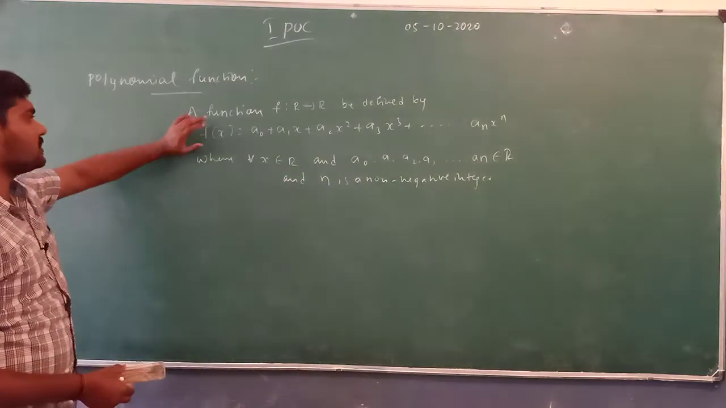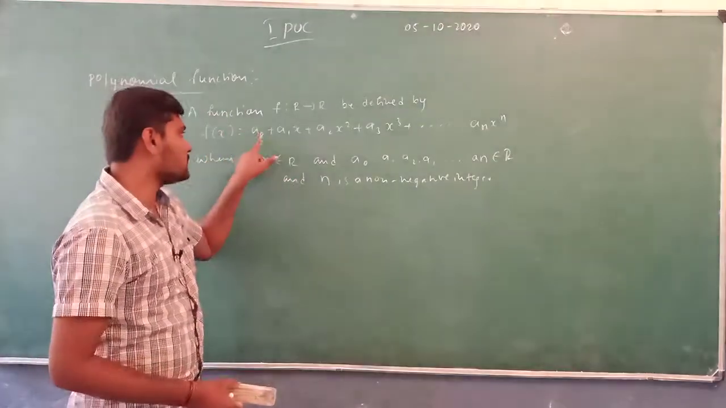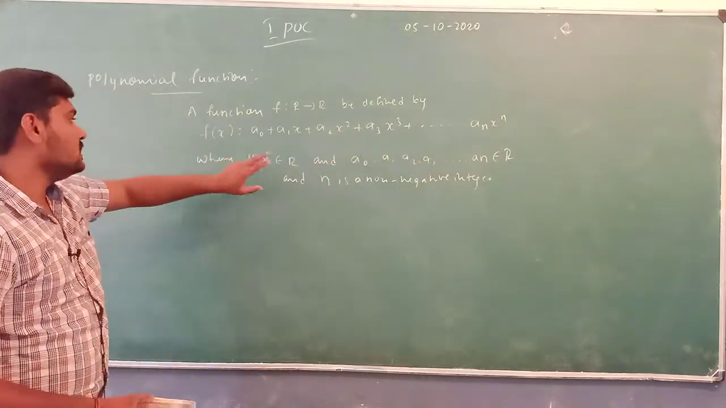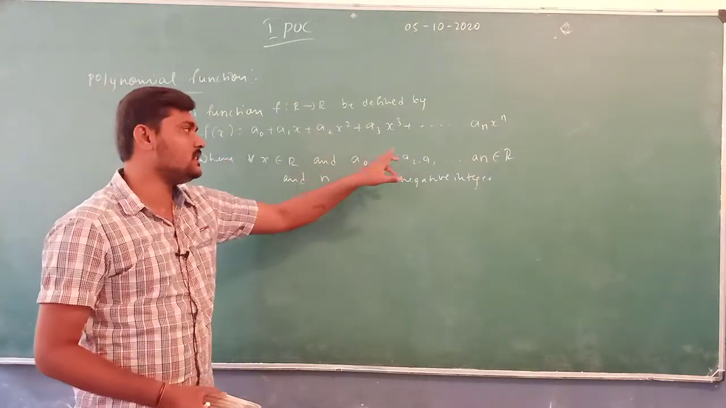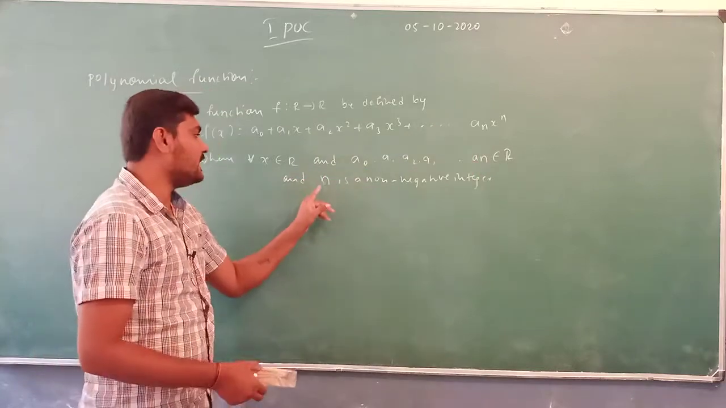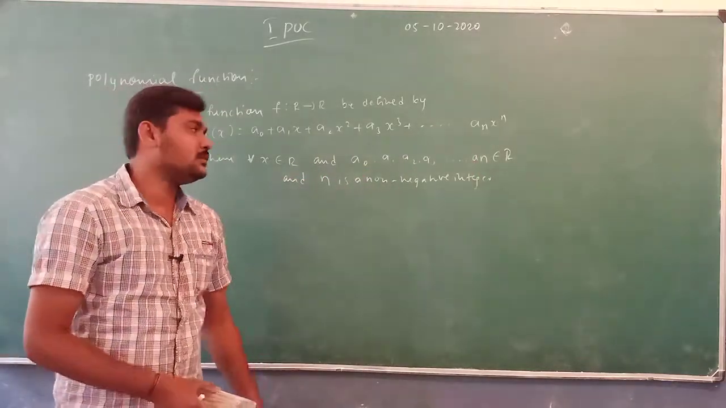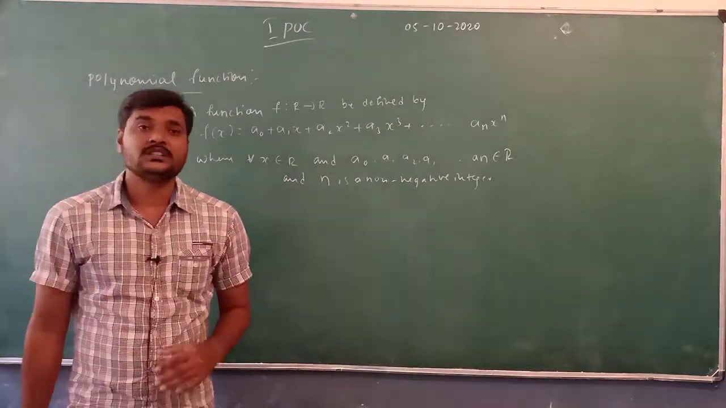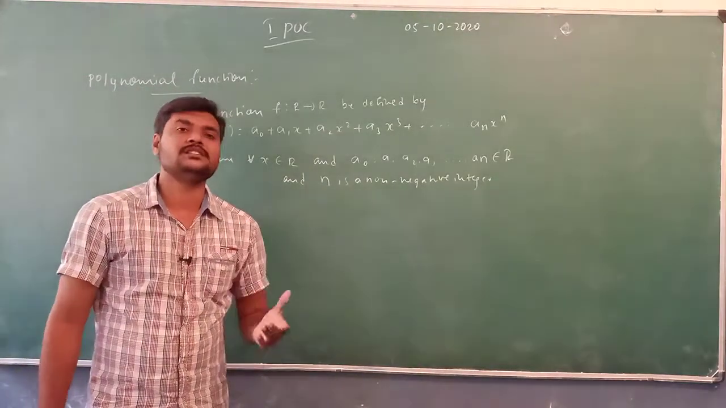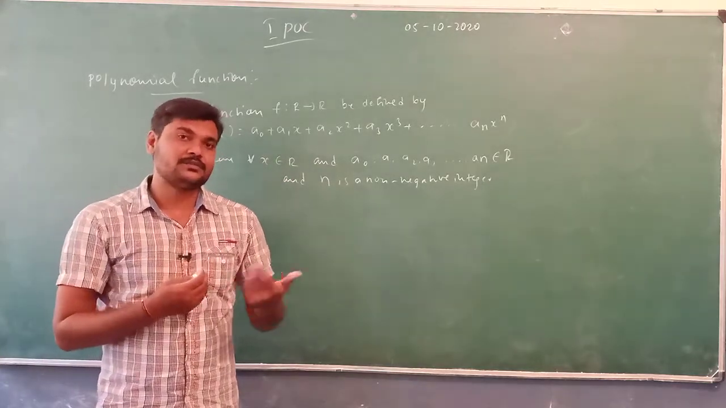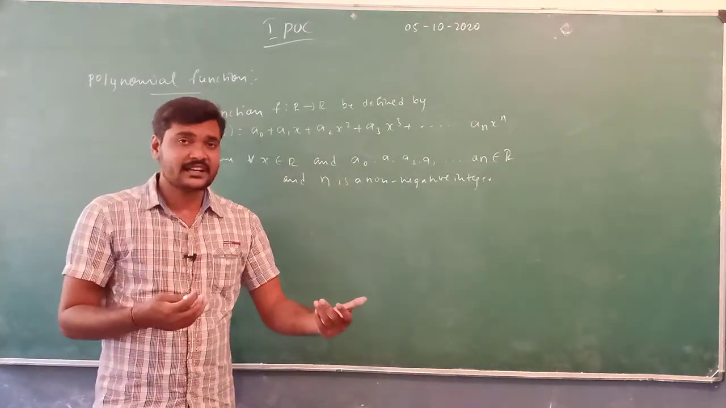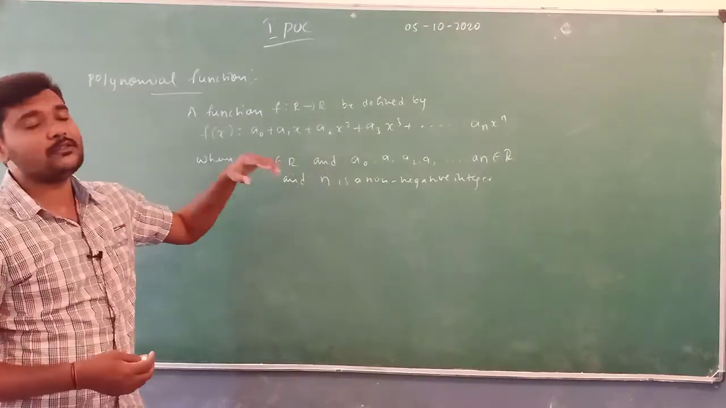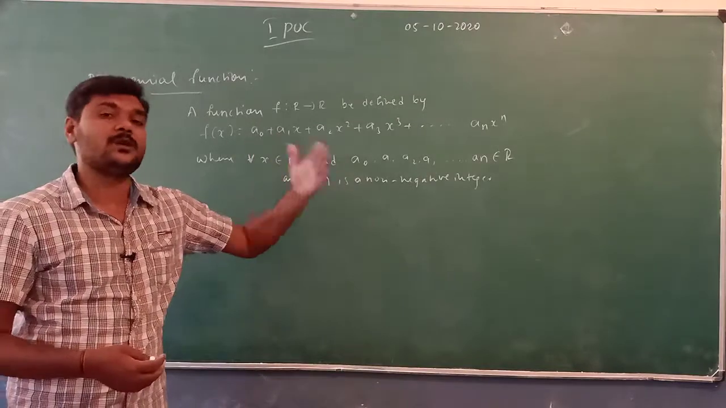And the function f from R to R is f of x is equal to a naught plus a1x plus a2x square up to an x to the power n, where x belongs to R, these coefficients belong to R, and n is a non-negative integer. We have come across many polynomials like x square plus 2, x square plus 4, 3x plus 4. We can draw different types of graphs for a particular polynomial function. So for this type of function we may come across different types of polynomials.